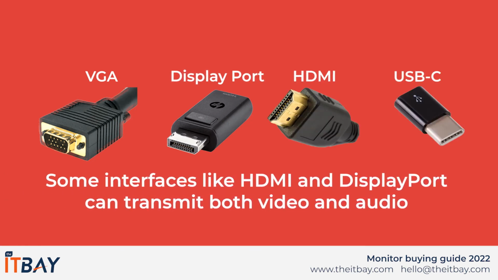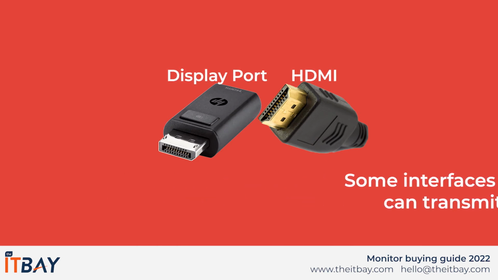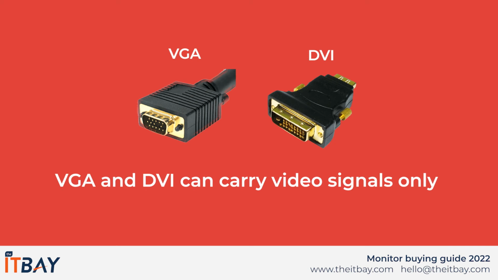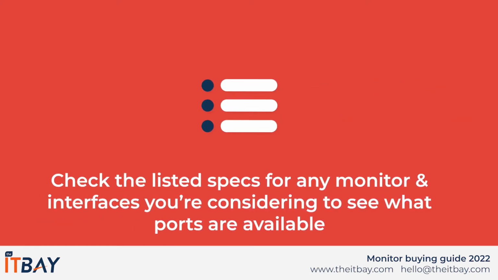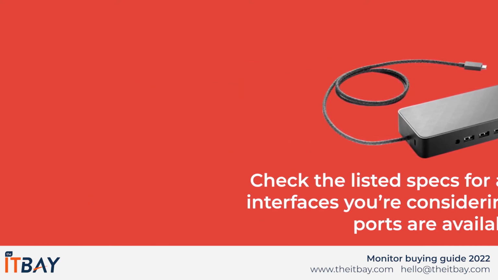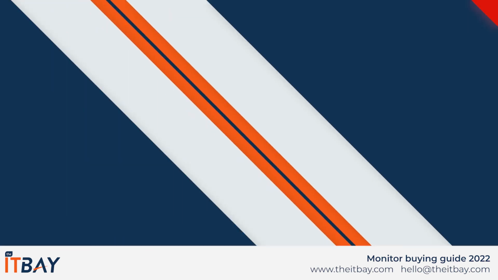Some interfaces like HDMI and DisplayPort can transmit both video and audio, whereas others like VGA and DVI can carry video signals only. Check the listed specs for any monitor you're considering to see what ports are available, as well as checking the interfaces you intend to hook them up to. The use of adapters and docking stations can help you out when the default ports aren't an option. Some monitors have extra USB ports, which are great for plugging in webcams or speakers, as well as charging devices like a mobile phone.